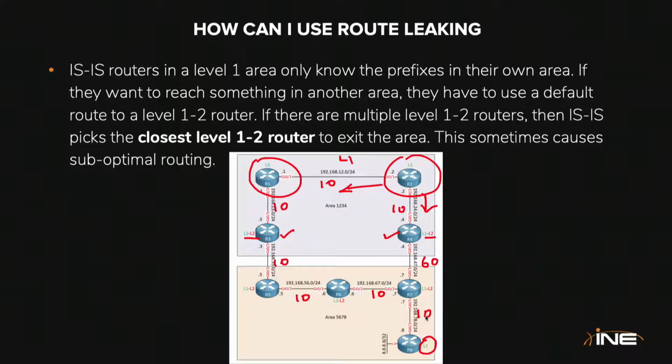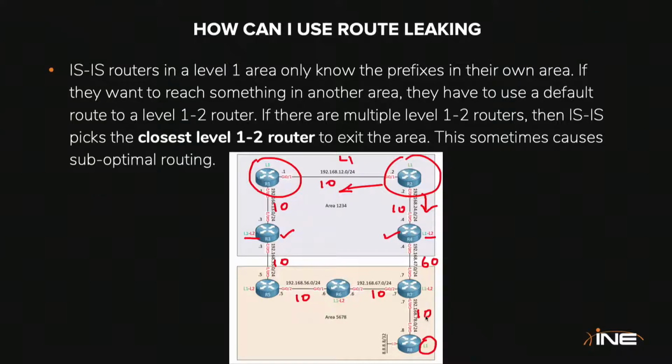So R2 would do suboptimal routing even though the total metric through R4 is 80 versus through R1, which was 10, 20, 30, 40, 50, 60, which was 60. He will still choose R4.